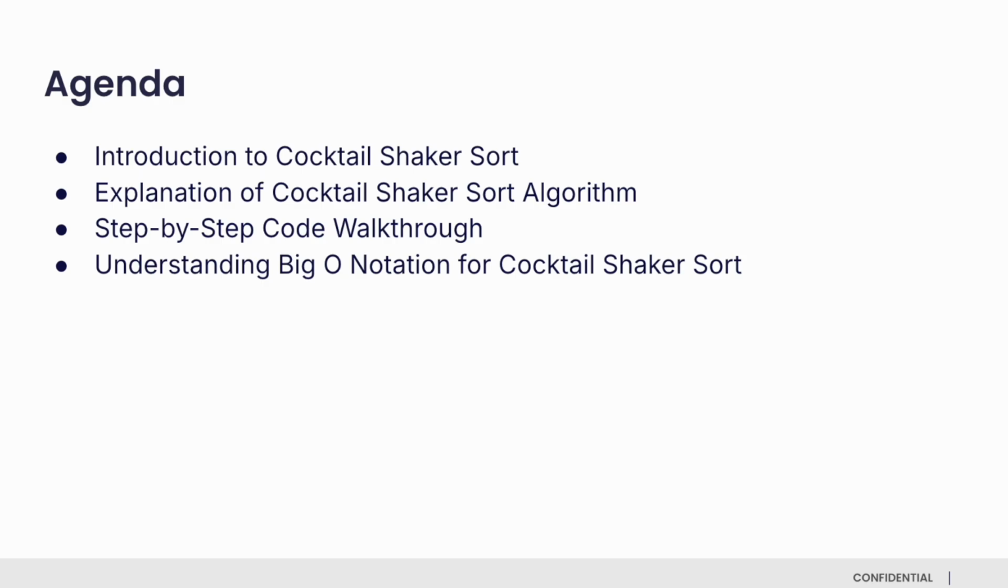Cocktail sort is a variation of bubble sort, and it has some interesting optimizations. So today we'll walk through how it works, we'll write out the code step by step, and then we will analyze its performance using Big O notation. By the end of this video, you'll understand how the cocktail shaker sort differs from bubble sort and how it can be an efficient alternative in certain scenarios.